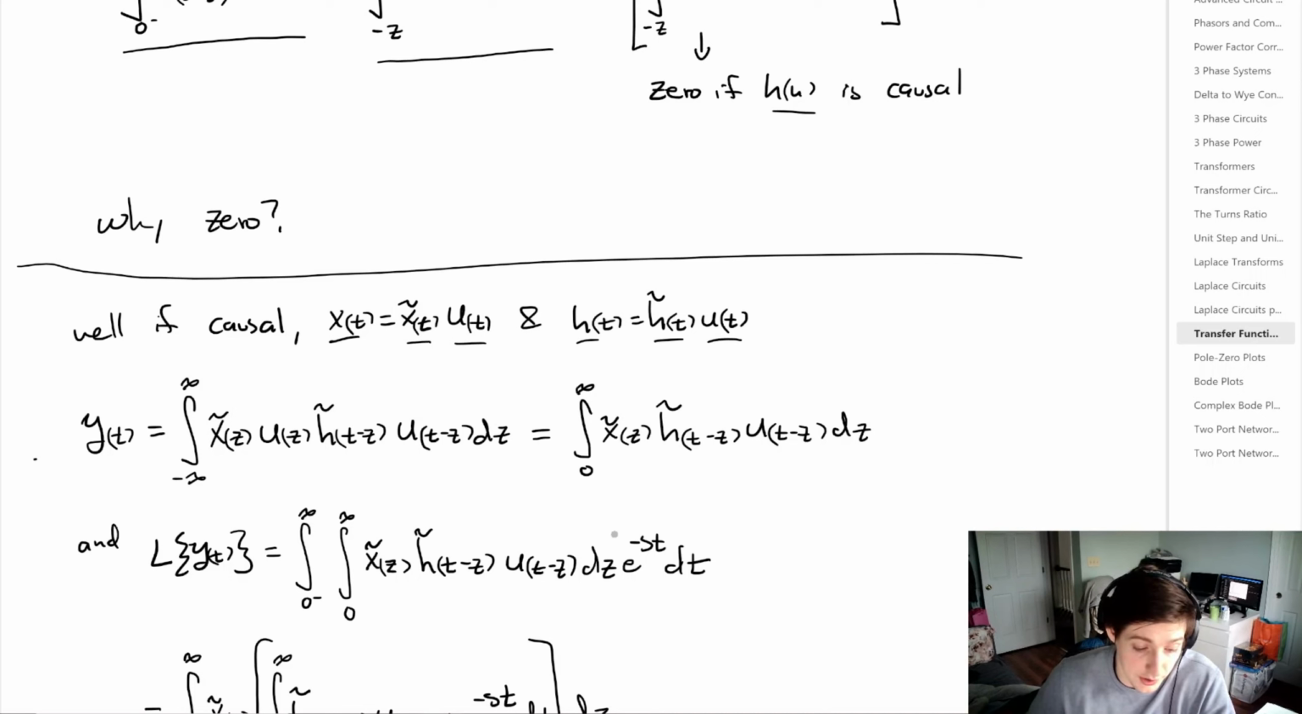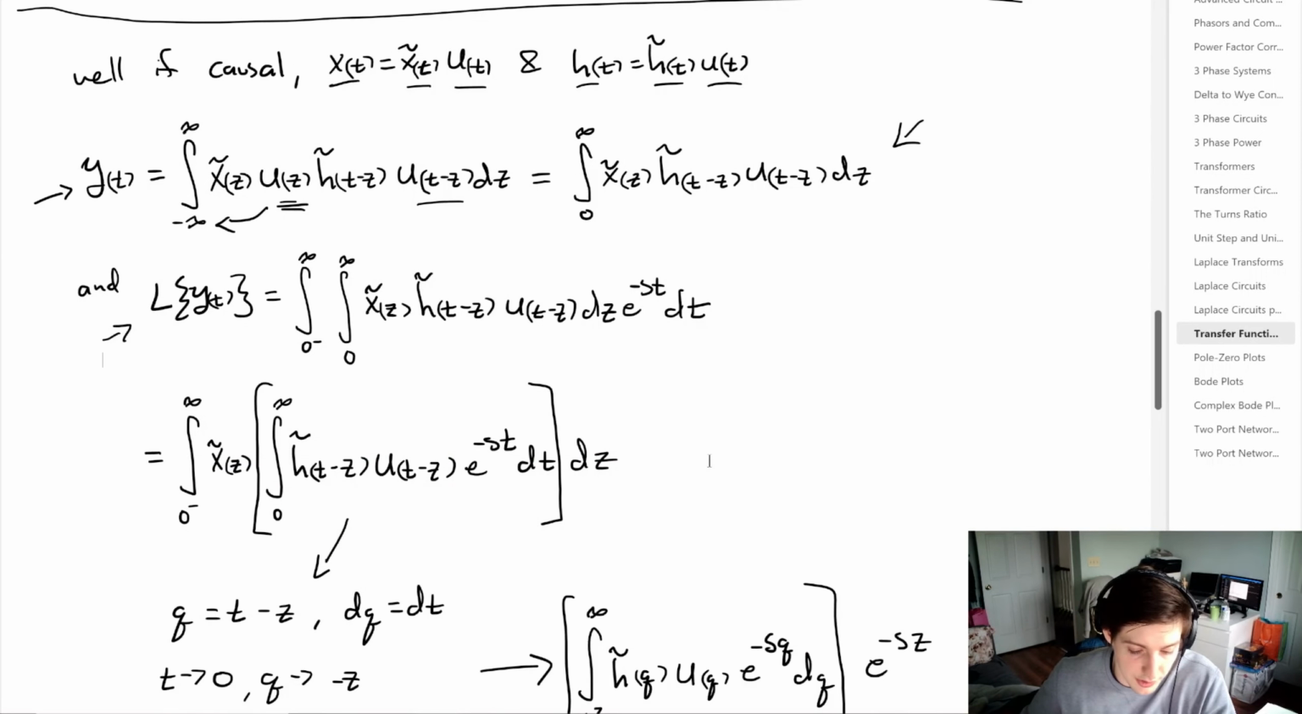So our convolution really becomes this, where we had these hidden unit step functions in here. Now, this unit step function will collapse this integral from minus infinity. It'll take that lower bound to 0, so that we have this integral here. And if we apply a Laplace transform, we get a similar expression that we had before, where we are going to rearrange the integral like we did before.